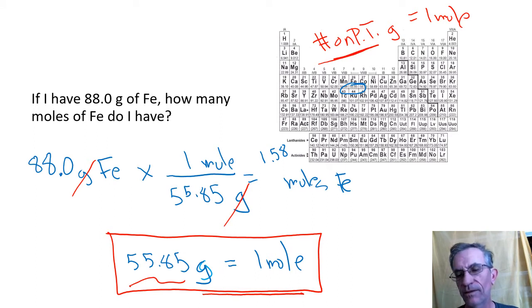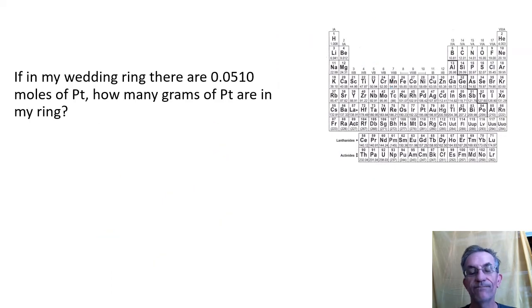Let me flip over. Okay, so one more example along these lines. In my wedding ring, there are 0.0510 moles of platinum.